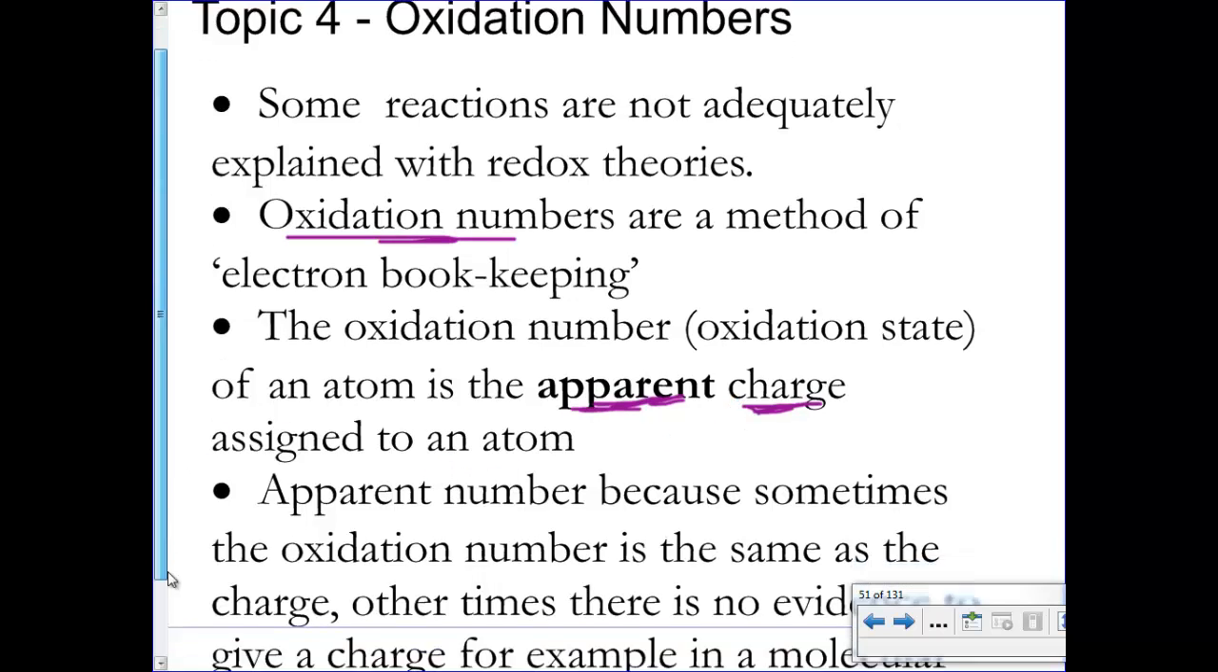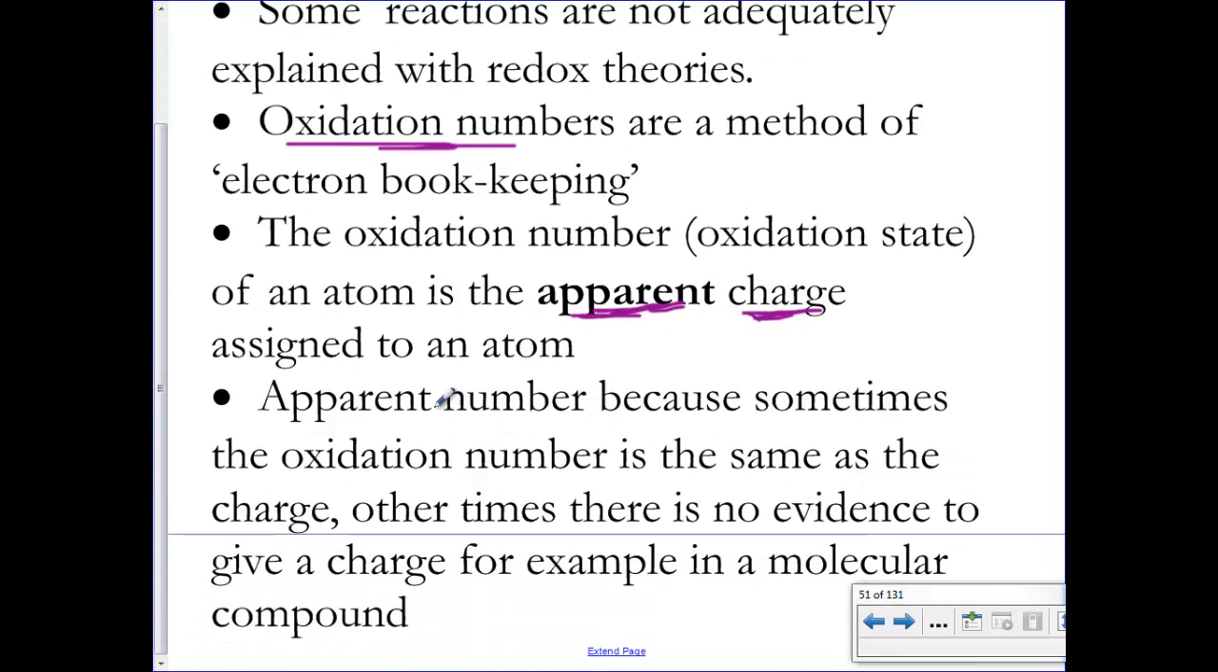How do I want to describe this here? I guess I'll just read this. Apparent charge is what we use because sometimes it is literally the same as the charge on the atom. But the reason we call it an apparent charge is that molecular compounds are different than ionic compounds.